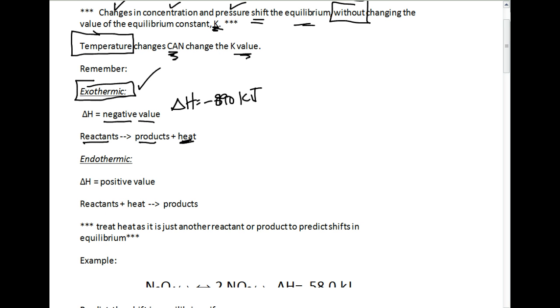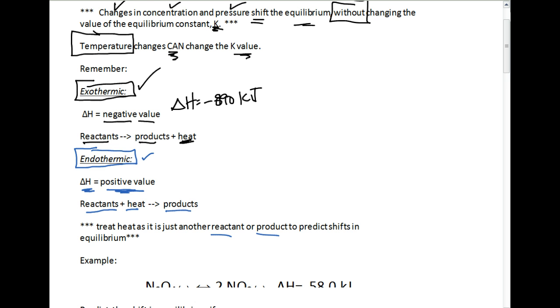Now, endothermic reactions are going to be reactions that absorb heat. The delta H value is going to be positive. We would write a thermochemical equation as reactants plus heat yields products. Sometimes they just write the word heat, other times they will actually give you the measurement, like 810 kilojoules, included in the equation. And the trick behind predicting a shift in an equilibrium is to treat heat as just another reactant or product to predict the shift.